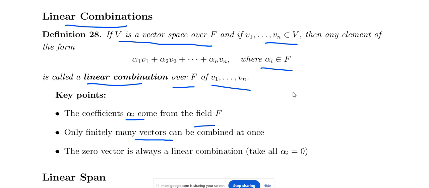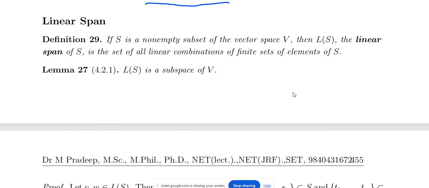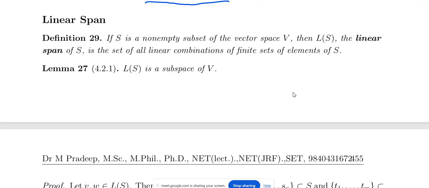Only finitely many vectors can be combined at once. So the zero vector is always a linear combination. The zero vector is always a linear combination. Another very important definition: linear span.